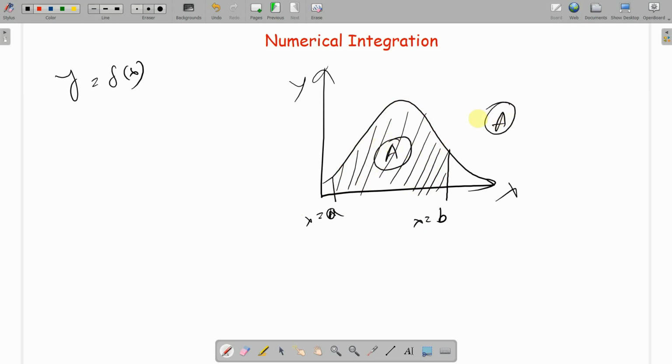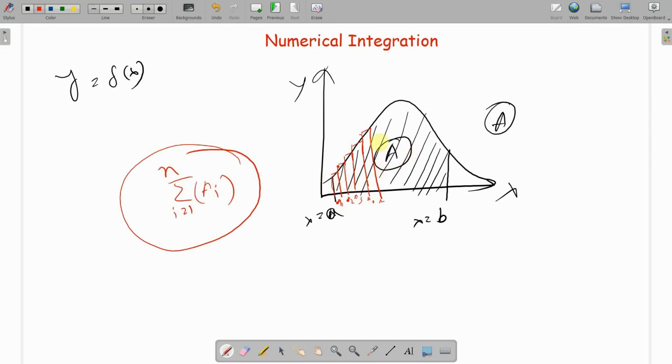How do you calculate it? There are several ways. You can take several rectangular elements, like this, another like this, another like this, and by this way you can easily calculate. Suppose this is area a1, this gives you a2, a3, a4, then a5, and so on. If you sum all these areas, for i equals 1 to n, then you will get the total area.